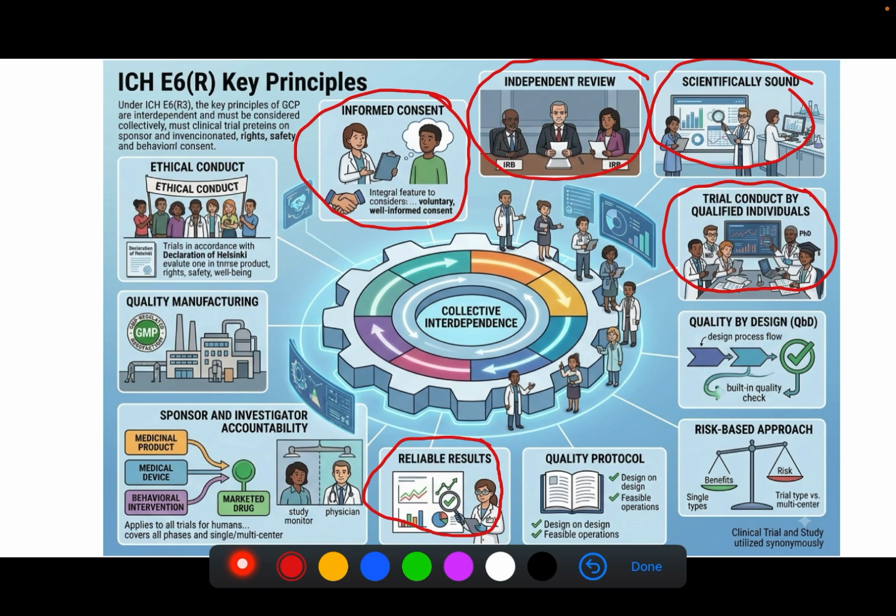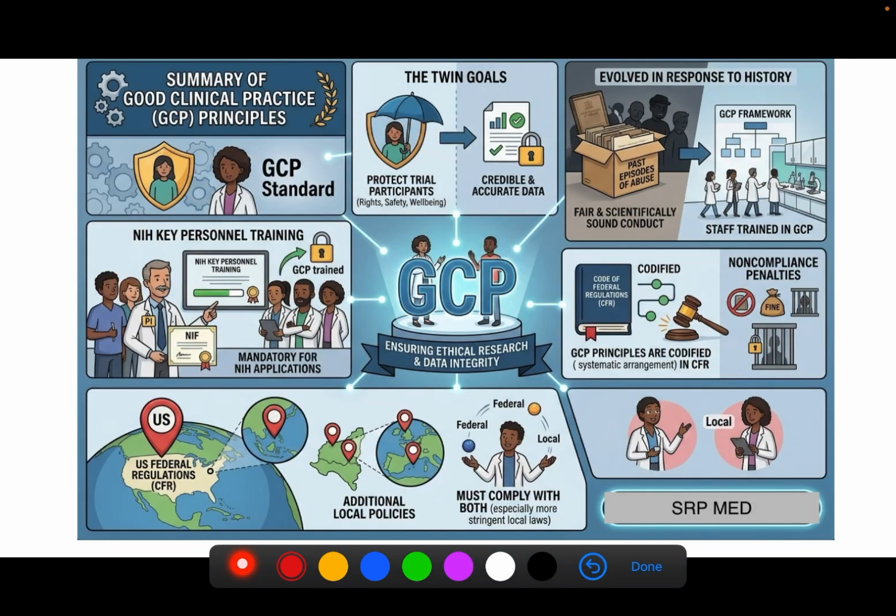Think of it like a gate system. Each gate turns the next. Remove one and the whole system stalls. So let's bring it all together. GCP exists for two main goals: to protect trial participants and to produce credible, accurate data. And it has evolved directly in response to real historical cases of abuse that showed the world why standardized, trained, ethical conduct isn't optional.